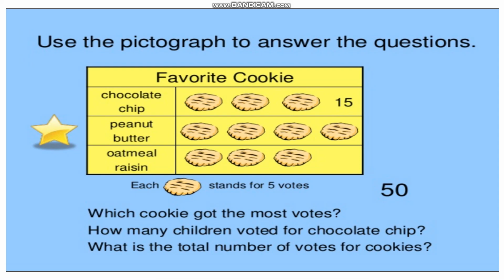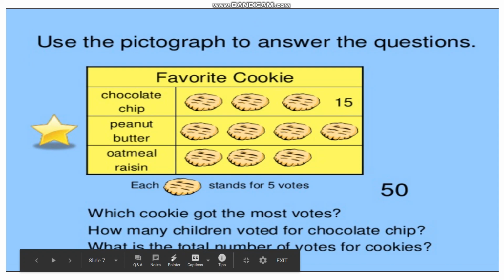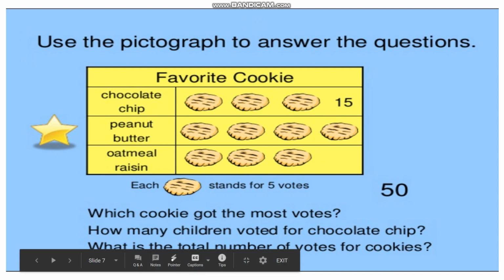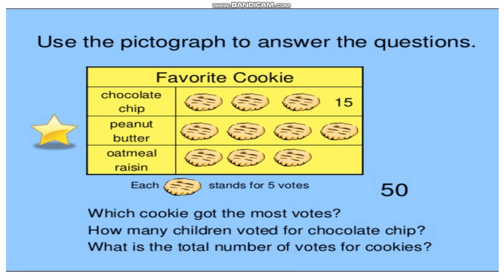Now over here is another example. Here the pictograph shows the flavor of favorite cookie. Which cookie is the favorite? Which cookie got the most votes? The one here, peanut butter, because we see the maximum cookies in it. Each cookie stands for 5 votes. So you can see maximum votes for peanut butter. How many children voted for chocolate dip? So 1, 2, 3. 5 times 3 is 15. So we get the answer as 15.